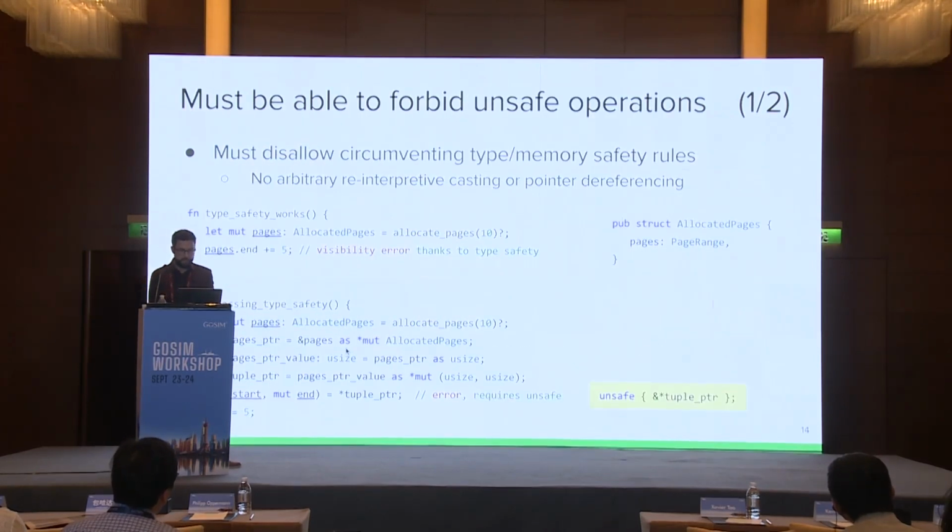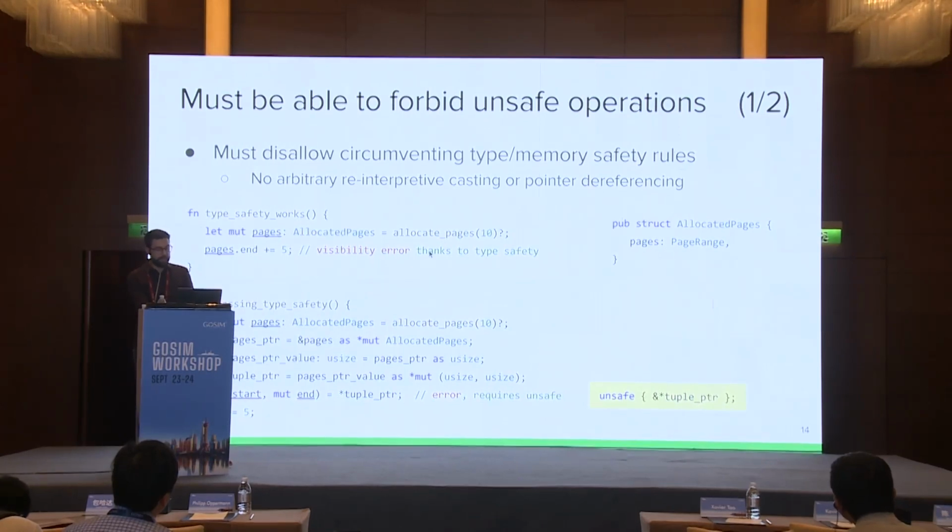And then the third part of the safe language OS requirements is that you have to be able to forbid unsafety, right? So as I said earlier, if you are obtaining an allocated pages object and then trying to modify it, you can't do that because name invisibility prevents it, right? So this is ensured by Rust's type system and type checking.